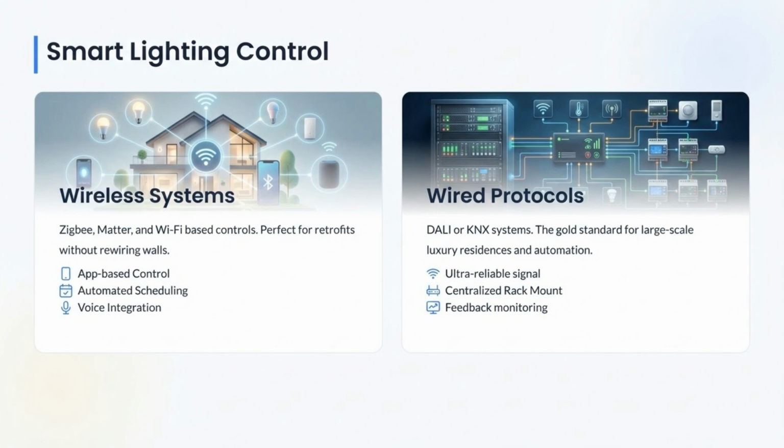Smart lighting includes wireless systems like Zigbee and Wi-Fi, perfect for retrofits without rewiring, offering app control and automation. Wired protocols like DALI or KNX are the standard for large-scale automation and luxury residences.